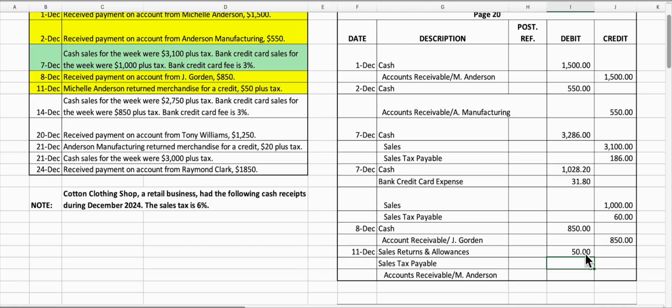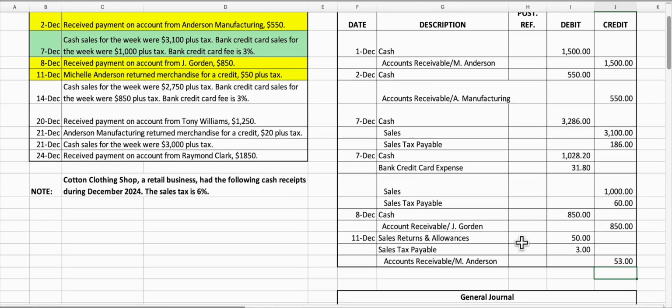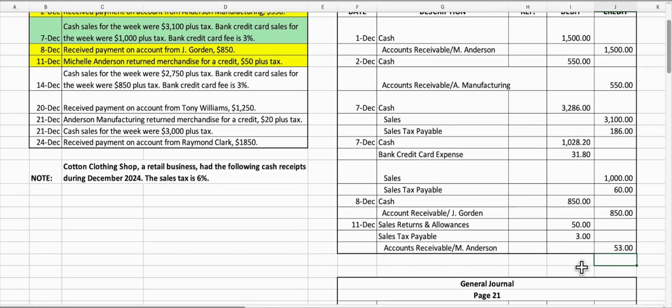Tax on that $50 is 6% of the amount, which is $3. So the total amount you'll be giving Michelle as a credit will be the $50 plus the sales tax payable, both of those. So the total amount will be $53. And that'll take care of the return merchandise, including tax.